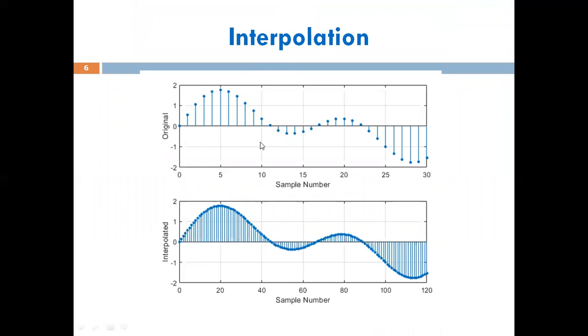Graphically, interpolation is explained here. Suppose this is the original signal with 30 samples in it. Now if we interpolate it with some factor, then for the same signal we can see an increased number of samples. Originally the signal has 30 samples, and after interpolation it has 120 samples. That means the number of samples has increased 4 times. That is, the interpolation factor is 4.